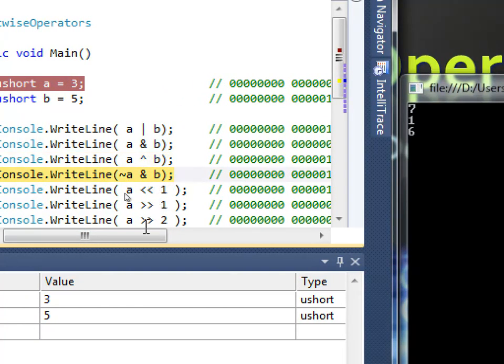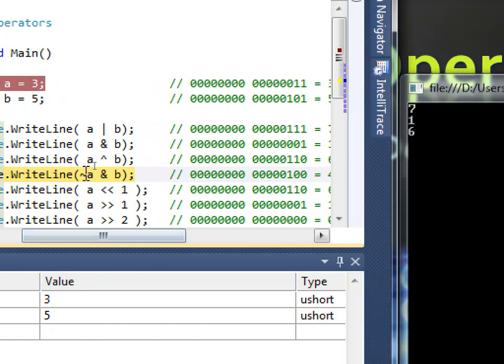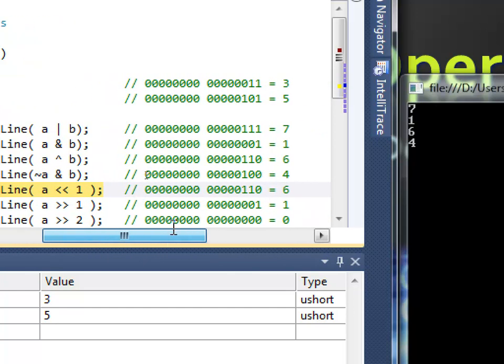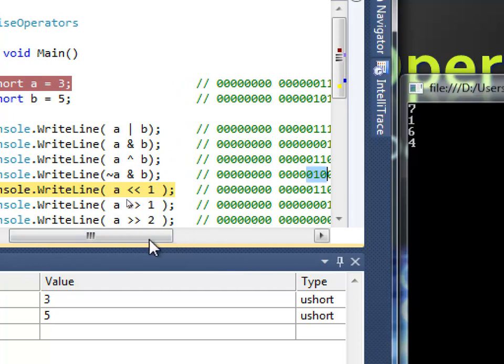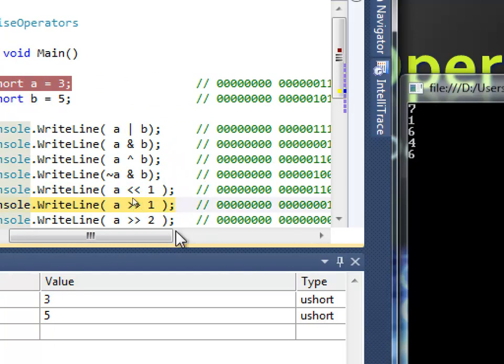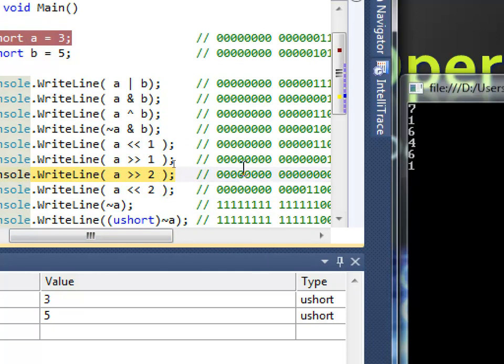This is the XOR. This is the not A, and then putting the result of taking all the bits of A, transforming them to the opposite of what they were, and then taking this result and doing an AND with a B. So here the outcome is this. Shifting to the right, to the left, shifting 2 places to the right.